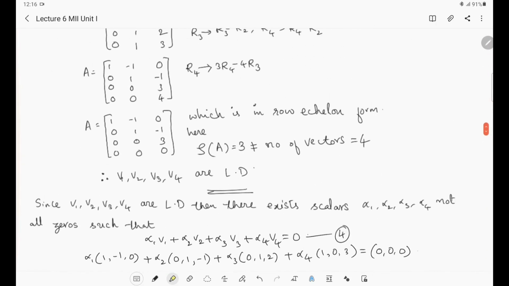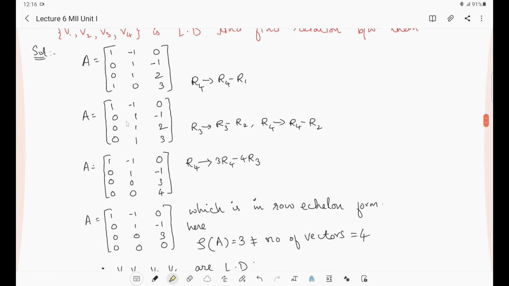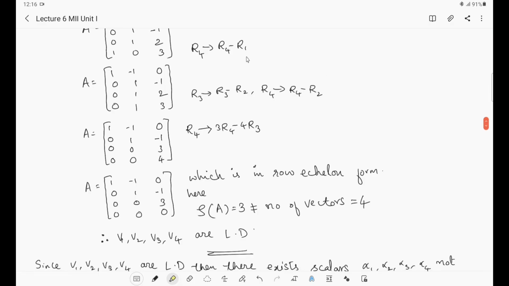So let me explain this problem once again. Let us see the question once. What is the question here? 4 vectors are given, v1, v2, v3, v4. We have to show that these vectors are linearly independent. Also we have to find the relation between them. To show that these vectors are linearly independent, we will write these vectors as rows of the matrix A. Then we have to reduce that to row echelon form. For reducing that, we perform these elementary row operations. Then we got the matrix in row echelon form. Once we got the matrix in row echelon form, we have to see the number of non-zero rows, right? If the non-zero rows are less than the number of vectors, then the vectors are linearly dependent.